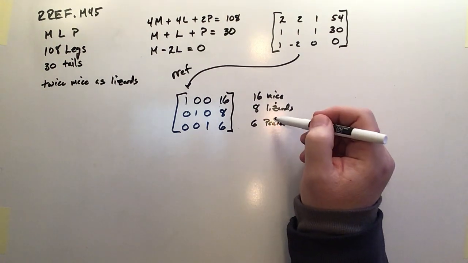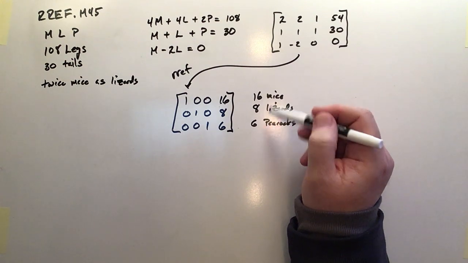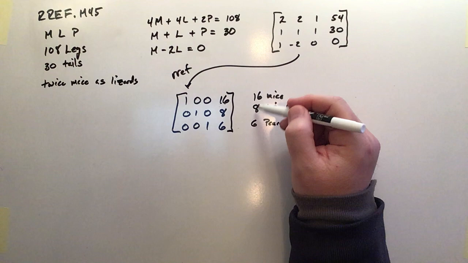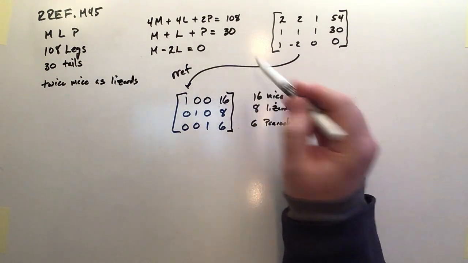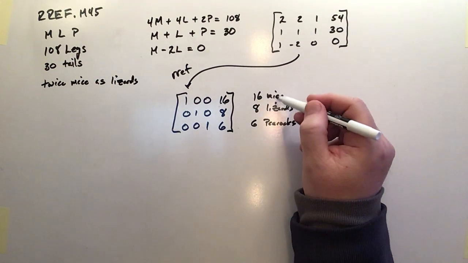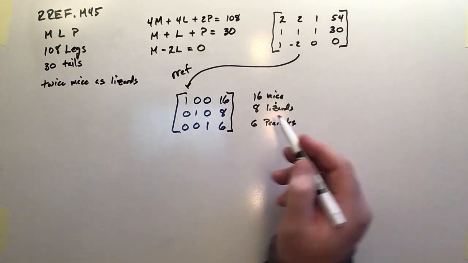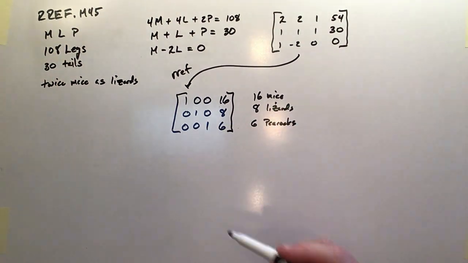And I think you'll notice if we added up the total number of legs amongst these creatures, we get 108. These creatures do add up to 30, so that's how many tails, and we do have twice as many mice as lizards. So it seems to meet all the conditions, so this is the population of our menagerie.